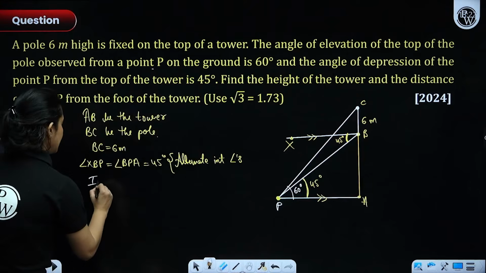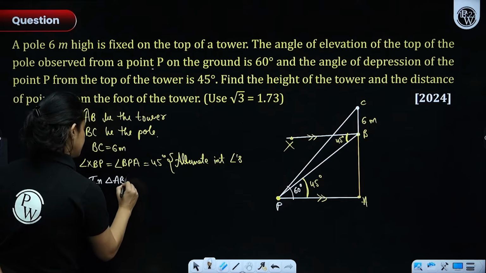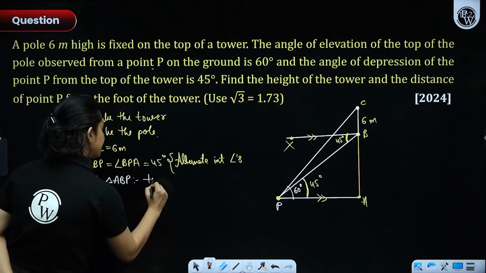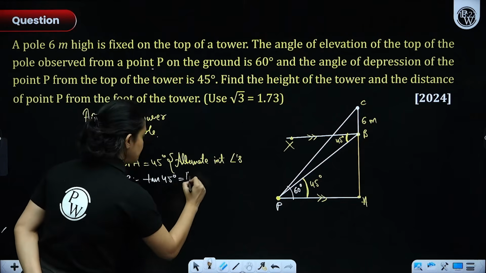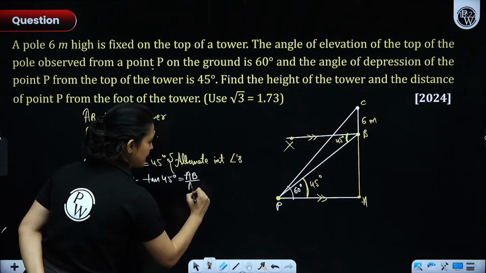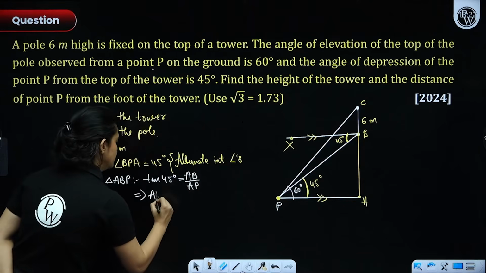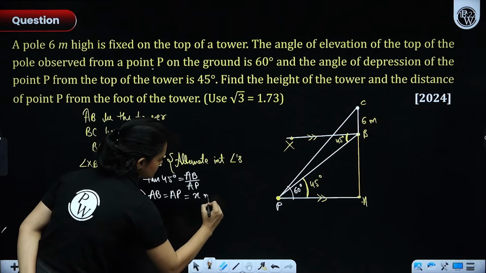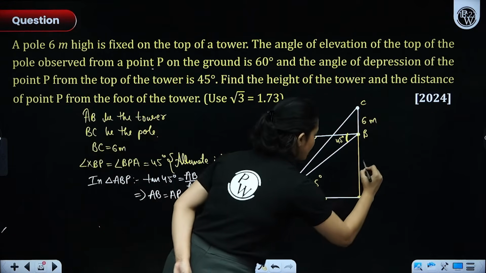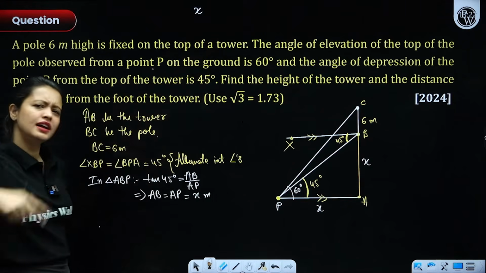In triangle ABP, tan 45 degrees is equal to what? Tan 45 degrees is equal to AB by AP. Tan 45 degrees is 1, so AB and AP are equal, and let them be equal to x meters. We have to figure out the value of x only. We have to figure out the value of x. Why did I do that though?